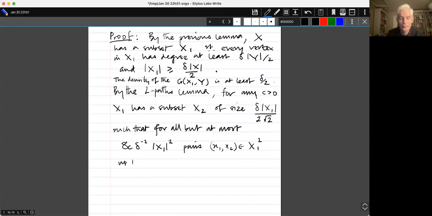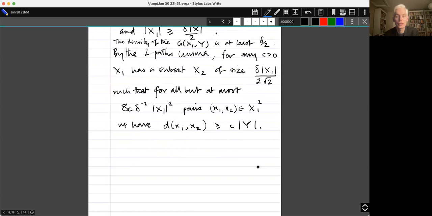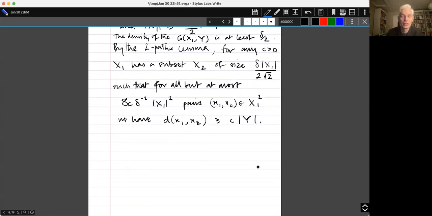We have that the number of paths from x1 to x2 is greater than or equal to c times y. And we will choose c later on. In fact, we'll choose it pretty soon.